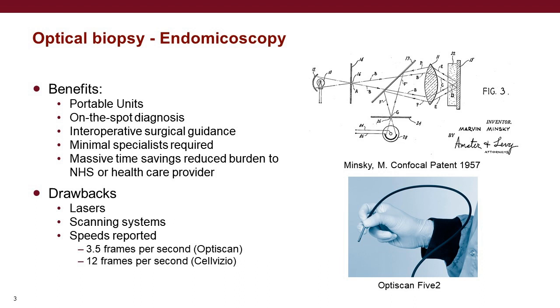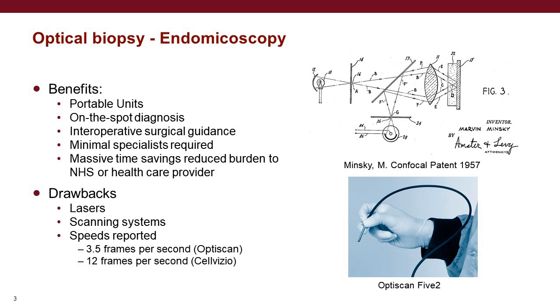Now, there are drawbacks to the current commercial systems. There's two commercial systems on the market right now, the Mauna Kea Cellvizio and the Optiscan 5.2. Both of these systems use lasers, and they're scanning systems, so there's moving mechanical parts like mirrors that oscillate back and forth to move a laser beam across the probe.